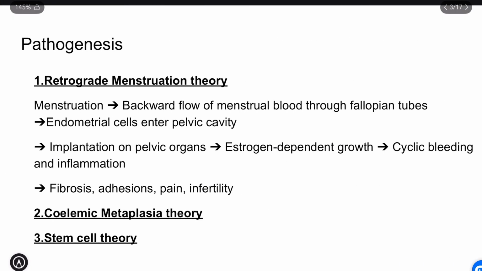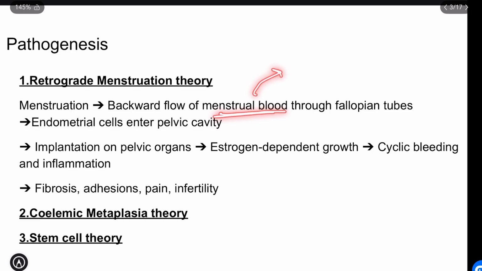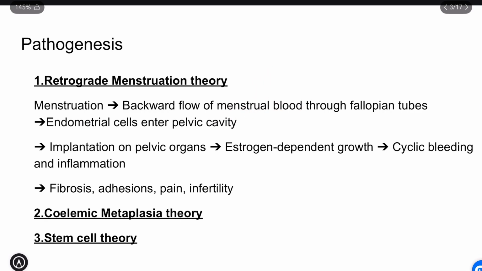There are various theories proposed to understand the pathogenesis of endometriosis. The most commonly accepted theory is the retrograde menstruation theory, which proposes that during menstruation there occurs backward flow of menstrual blood through the fallopian tubes. We all know that this menstrual blood contains endometrial tissue, right? So that tissue has endometrial cells. When they enter the pelvic cavity, they get implanted on the pelvic organs, and on exposure to estrogen there occurs proliferation and growth of these endometrial cells, which causes cyclic bleeding and inflammation.